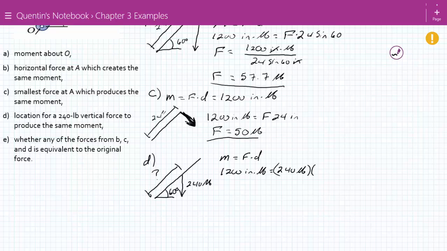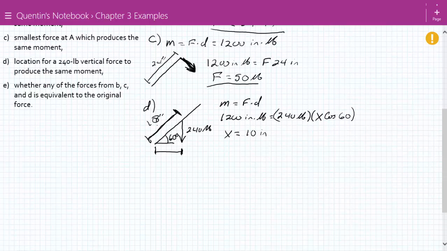Well, the distance is going to be this x value, but still we're only looking at the perpendicular distance to that force. So that is going to be x times cosine of 60. So in this case, x is equal to 10 inches. So this needs to be pushed 10 inches in order to have the same moment.